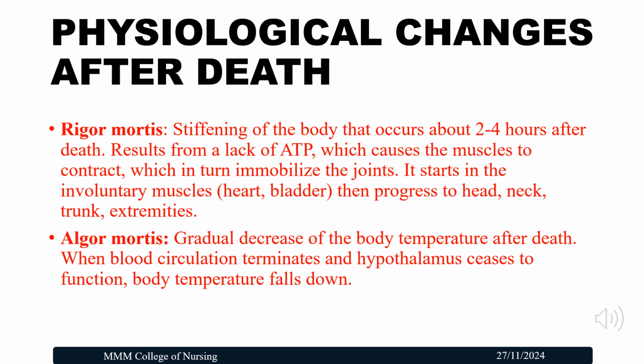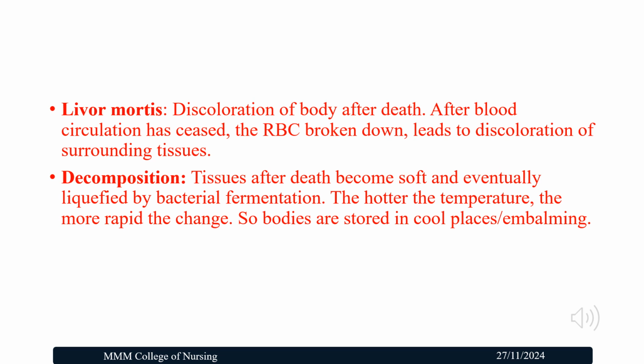The next one is algor mortis. It is a gradual decrease in body temperature that occurs after death. When blood circulation terminates and the hypothalamus ceases to function, body temperature falls. That is called algor mortis. The next one is livor mortis. It is a discoloration of the body after death. After blood circulation has ceased, the RBCs break down, leading to discoloration of the surrounding tissues.